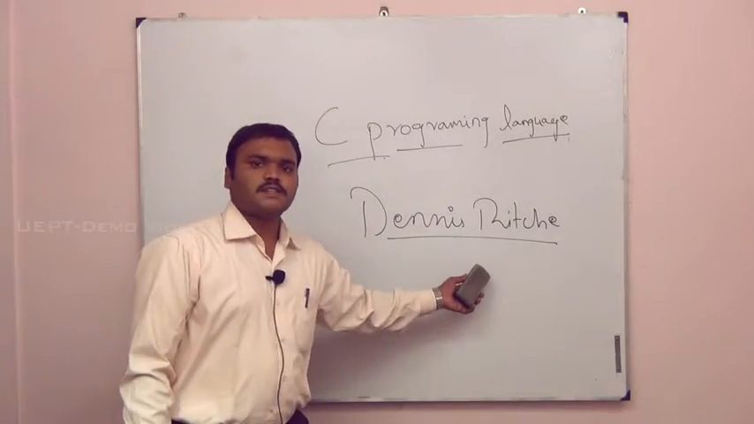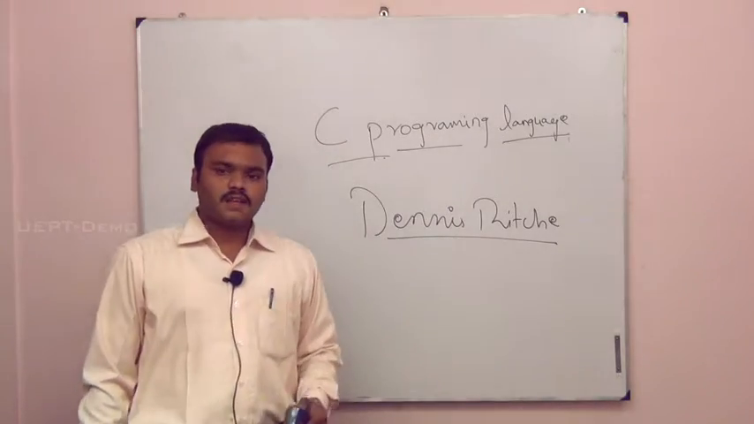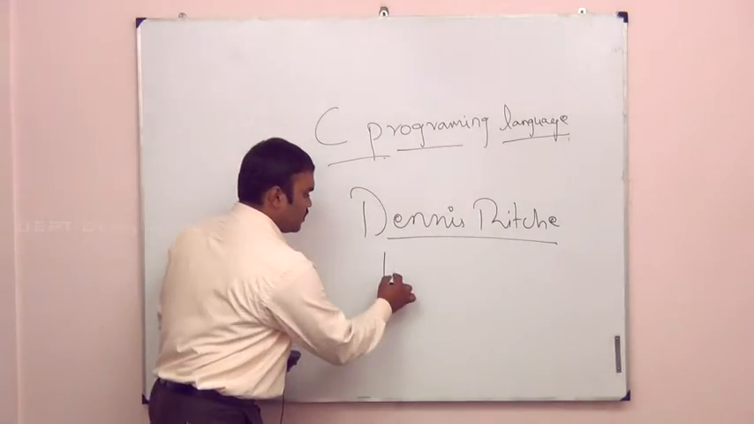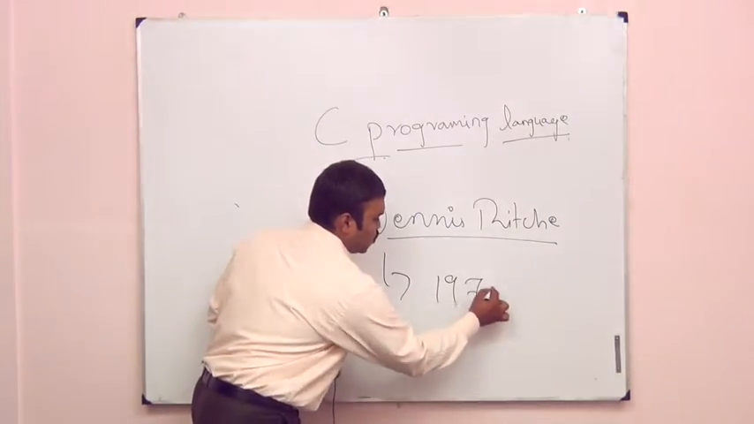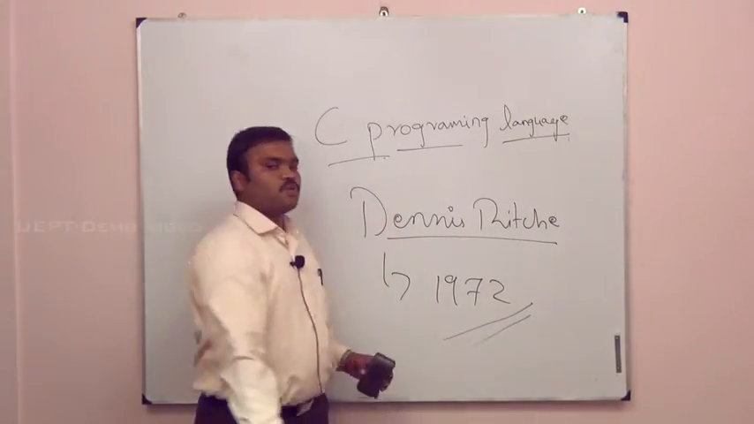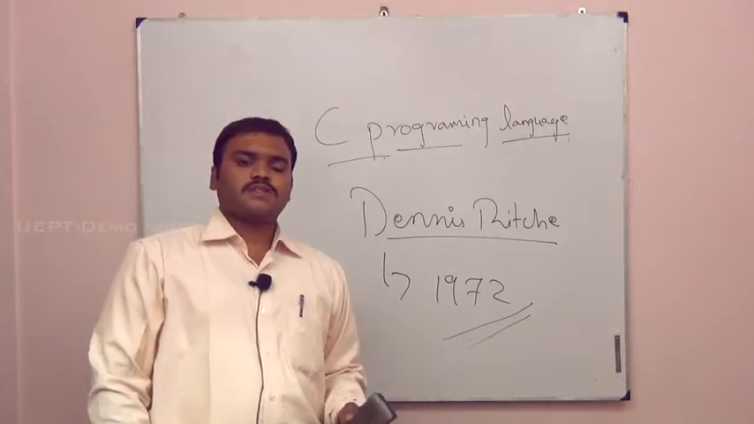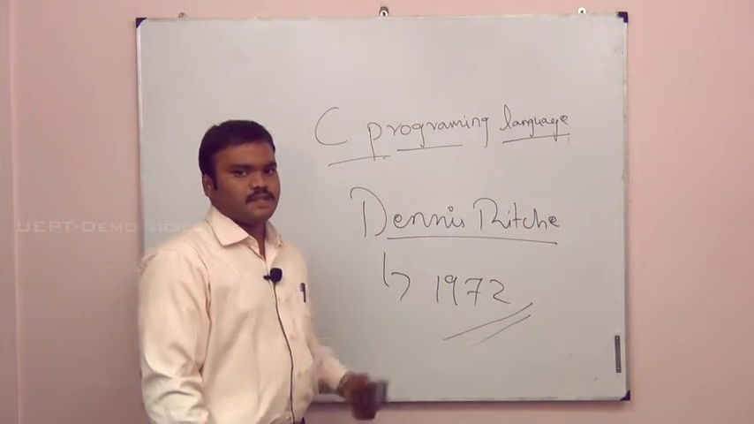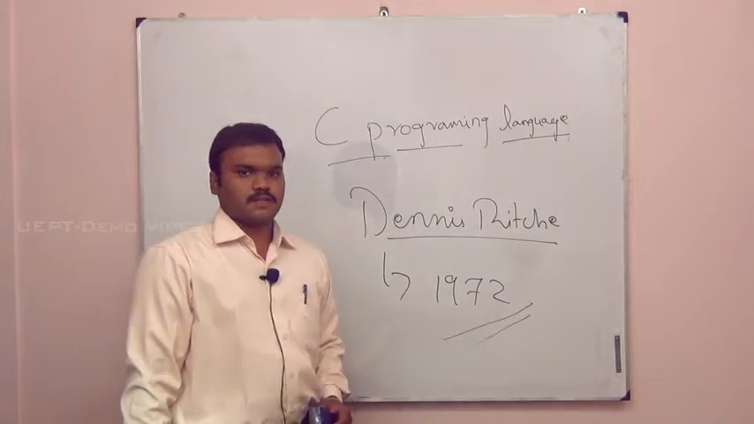Dennis Ritchie is called the father of C, who invented the C program in 1972. In 1972, the C programming was established in a full-fledged programming manner by Dennis Ritchie at Bell Laboratories.